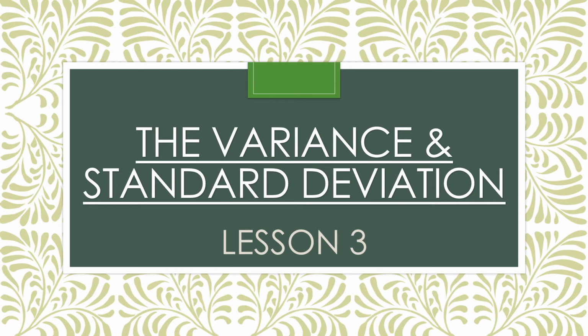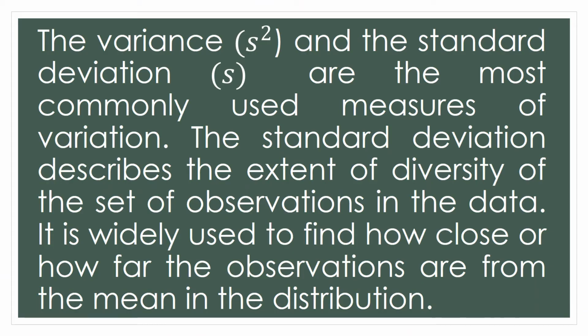Now, for the last lesson, we have the variance and the standard deviation. So the variance, denoted by s squared, and the standard deviation s are the most commonly used measures of variation. The standard deviation describes the extent of diversity of the set of observations in the data. It is widely used to find how close or how far the observations are from the mean in the distribution.